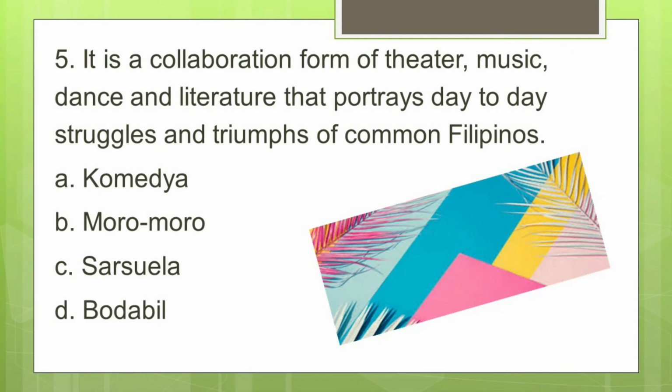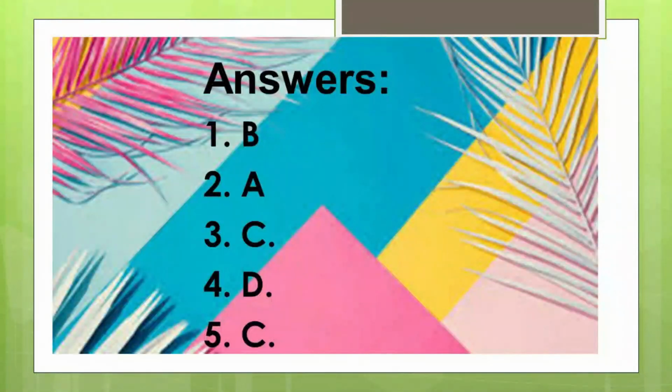Now, let us check your answers. Number 1, B. Number 2, A. Number 3, C. Number 4, D. Number 5, C. Great job, grade 7. Now, who got a perfect score? Very good. Who got 4? Nice one. And who got 3 and below? That's okay. Let's try to get a high score next time.